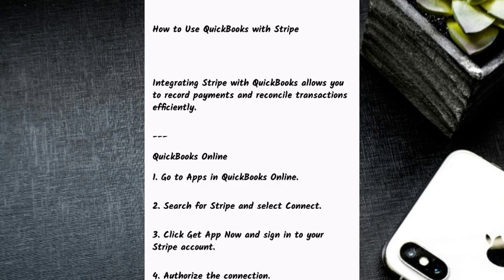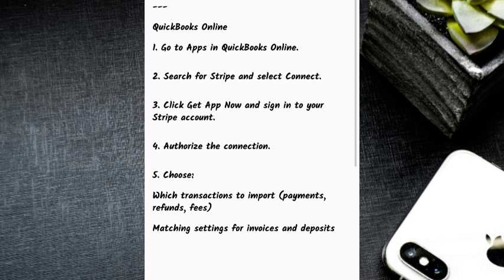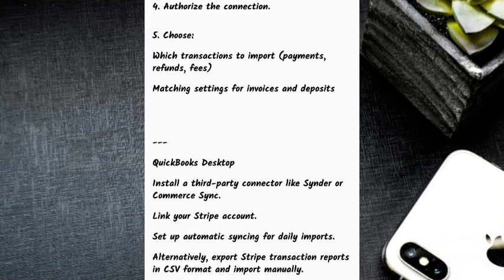So first, for QuickBooks Online, you want to go to Apps in QuickBooks Online and then search for Stripe and then select Connect. Click Get App Now and then sign into your Stripe account. Next, you're going to authorize the connection and then choose which transactions to import, as well as matching settings for invoices and deposits.